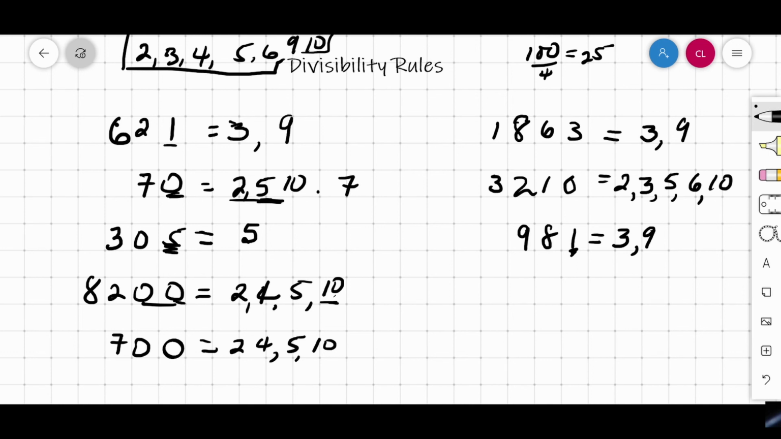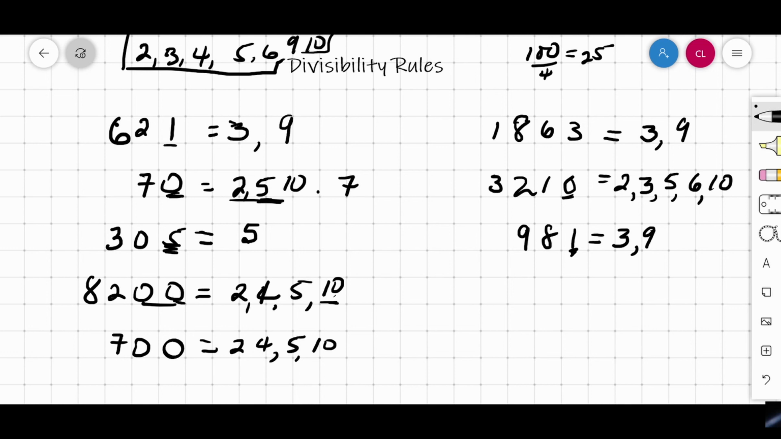1863 can be divided by 3 and 9 because the sum of the digits here is a multiple of 3 and a multiple of 9. For 3210, it's even, so we can divide it by 2. The sum of the digits would be 6, so it can be divided by 3. It has 0 at the end, so it can be divided by 5. It can be divided by both 2 and 3, therefore it can be divided by 6. Because it has 0 at the end, it can be divided by 10.